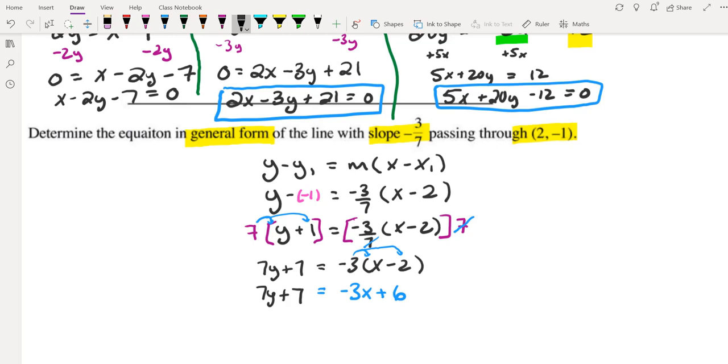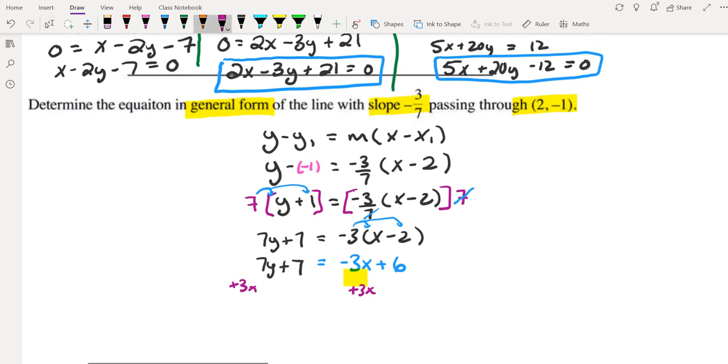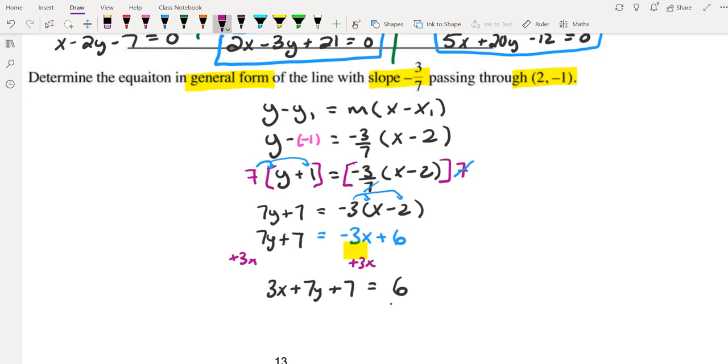All right, so now we need to decide on what side we're going to collect our terms. X is negative, and we want x to be positive, so we're going to move x over to the other side. We will add 3x to both sides. We end up with 3x plus 7y plus 7 is equal to 6. And we subtract 6 to move that over. And we're left with 3x plus 7y plus 1 is equal to 0.